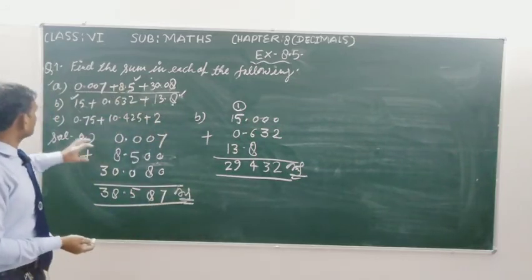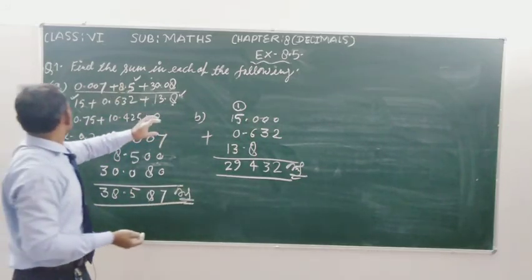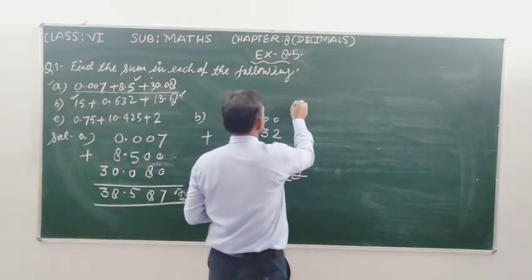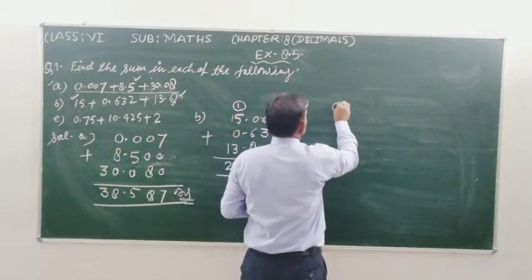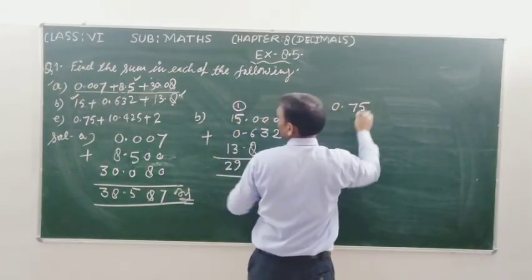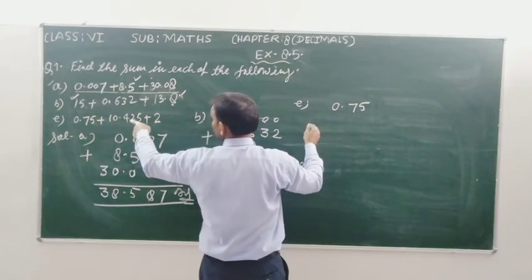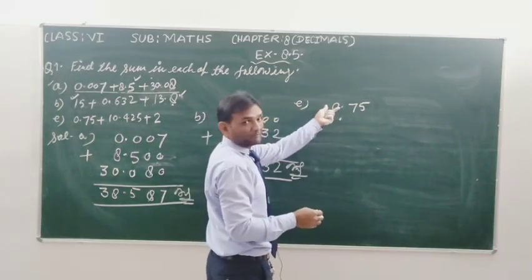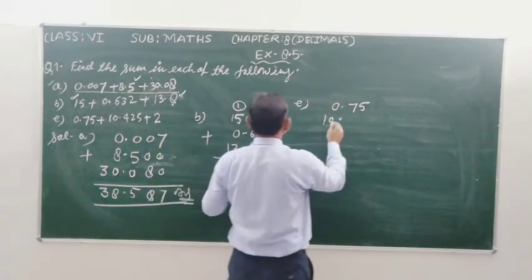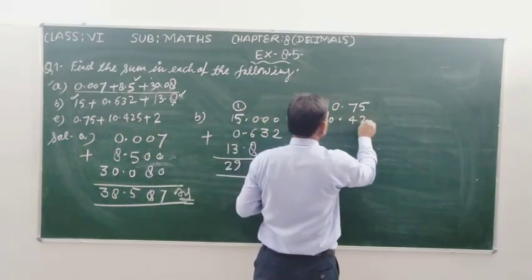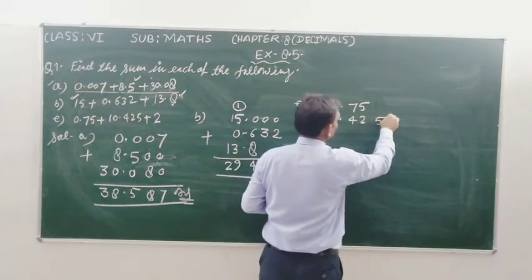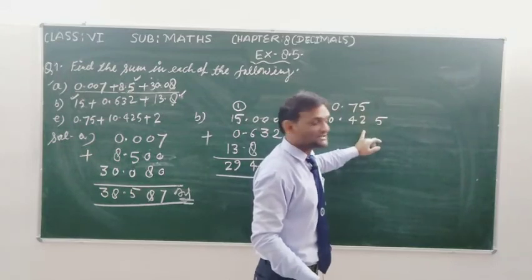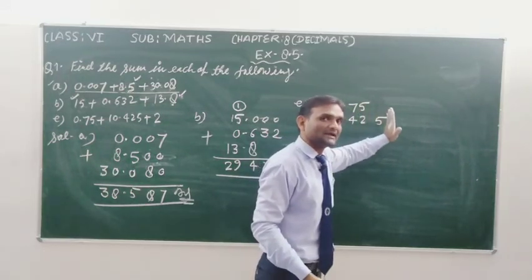So I hope student part A and part B you have understood. I am taking part C, that is the last part student of this question. 0.75 and next is 10, a whole number, so we write 10 below the whole number part. 10.425. 5 will be outside of the hundredth place. 100th place के outside में जाएगा, बाहर जाएगा.